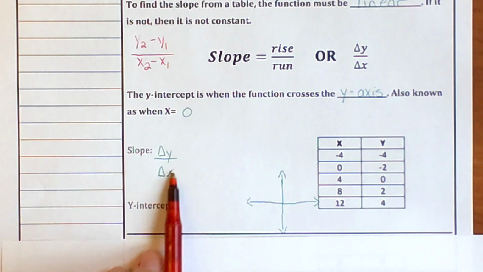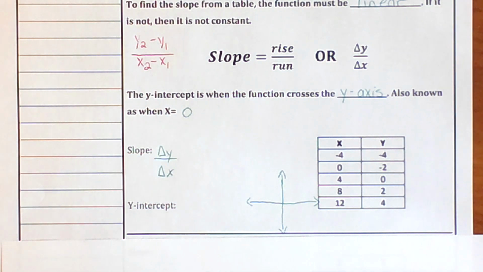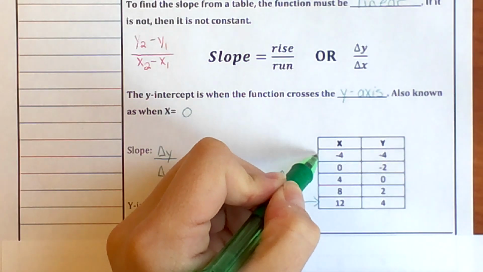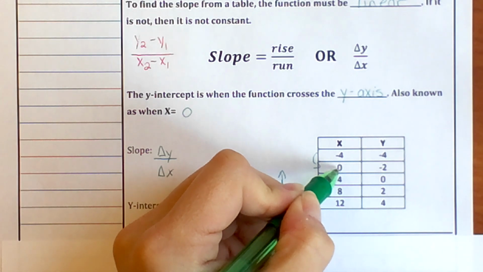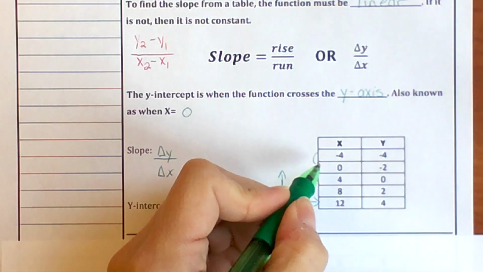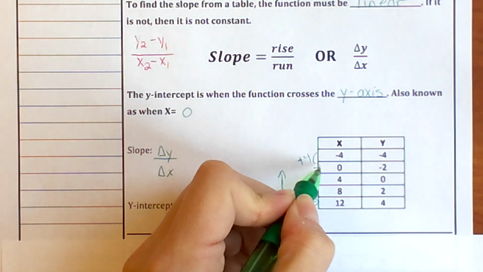So I don't care which method you want to set up. I just did change in y over change in x. So first let's look at the change here. Let's see, is it constant? Is it going up by the same every time? So from -4 to 4. -4 plus what is 0? Okay, -4 plus 4 gets me up to 0.